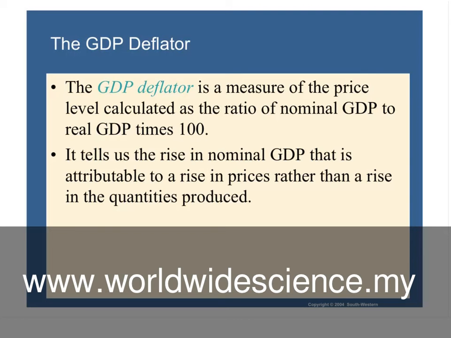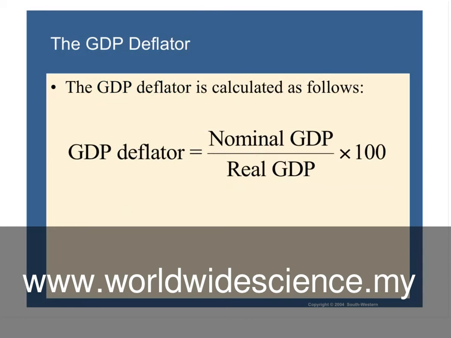So we want to understand the rise in prices so that we understand what's going on, especially regarding inflation. What happens is we calculate the nominal and then take the ratio over the real, times 100, and it tells us the rise in nominal, which is just the increase in prices. So nominal GDP divided by real times 100 gives us the GDP deflator.